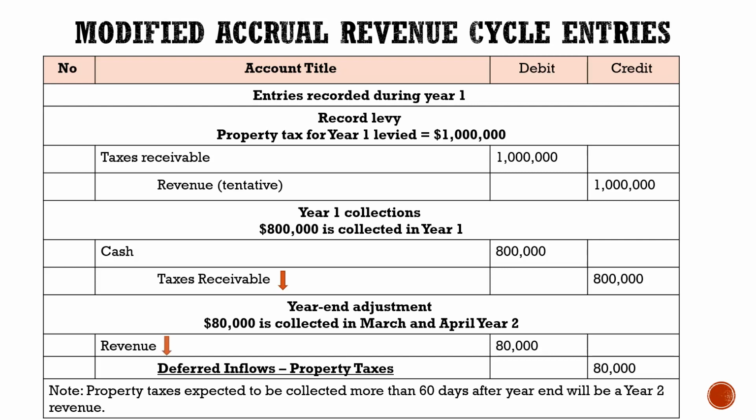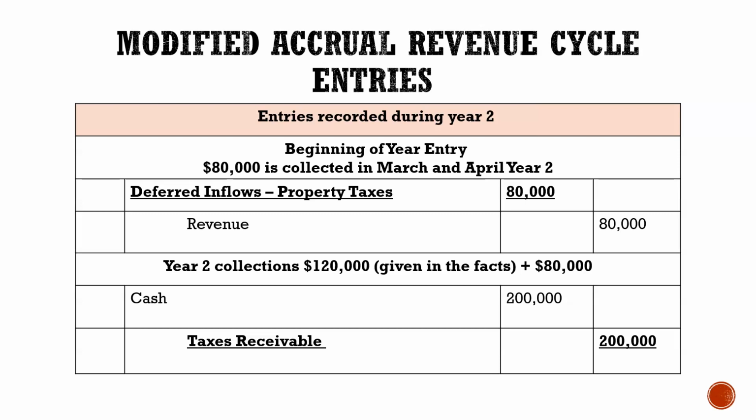So here you can see that we have decreased taxes receivable, we have decreased revenue, and we have increased that deferred inflow of property taxes. So here is the beginning of year entry for $80,000. That $80,000 is collected in March and April of year 2.